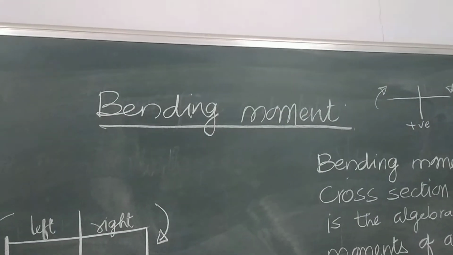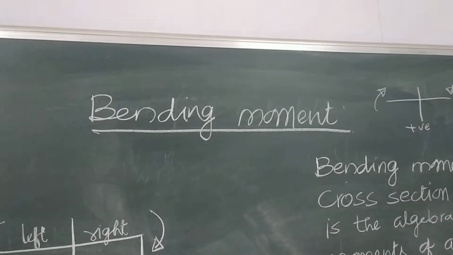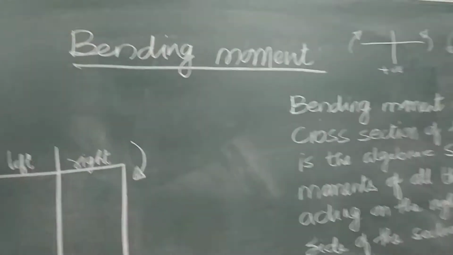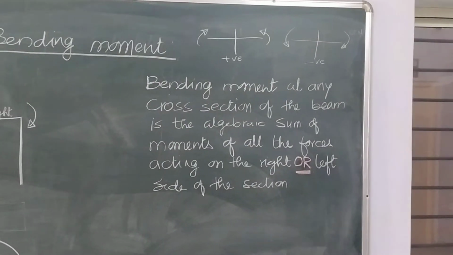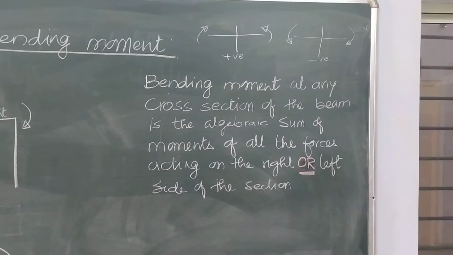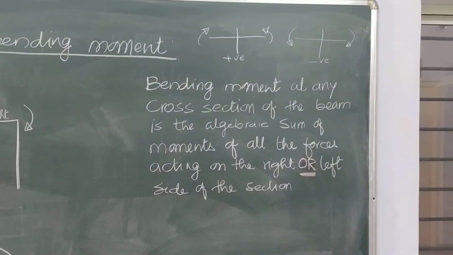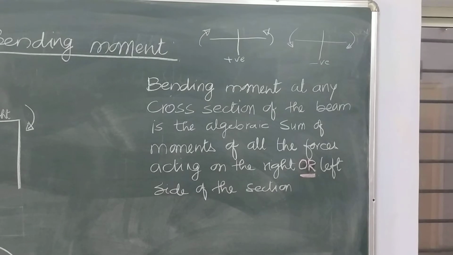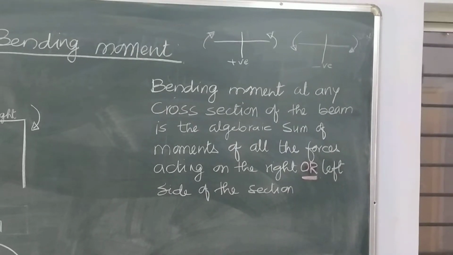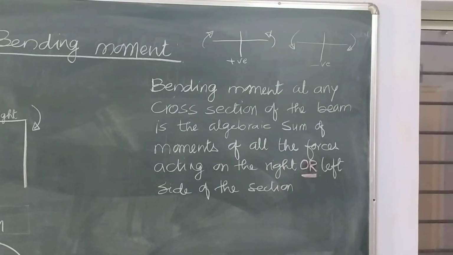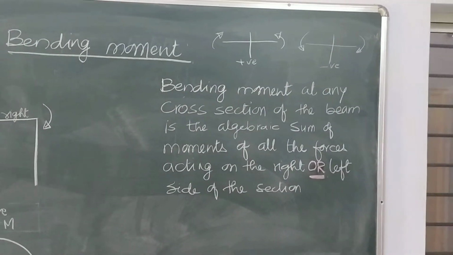Hello students, let us start with the concept of bending moment. Write down the definition. What is bending moment? Bending moment at any cross section of the beam is the algebraic sum of moments of all the forces acting on the right or left side of the section. This "or" is very important.